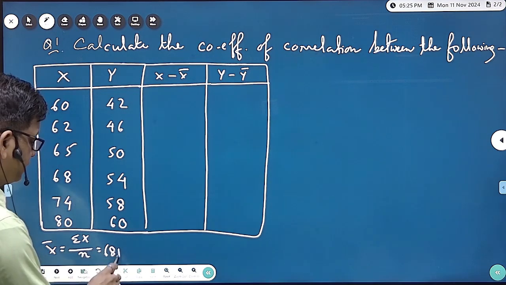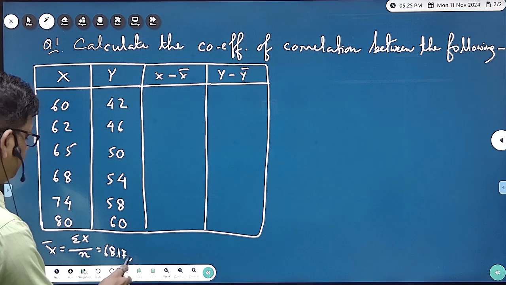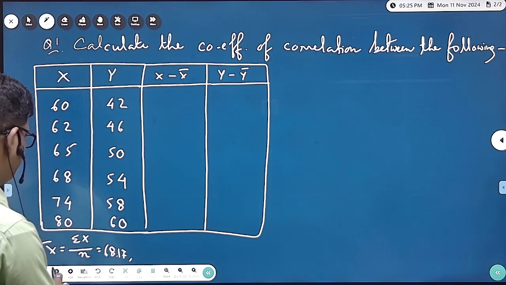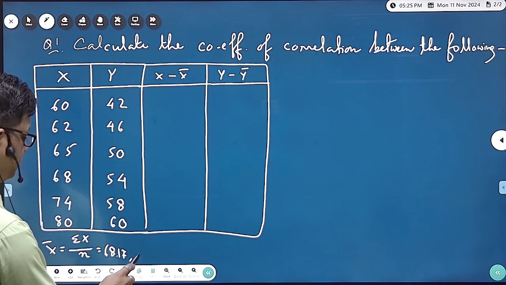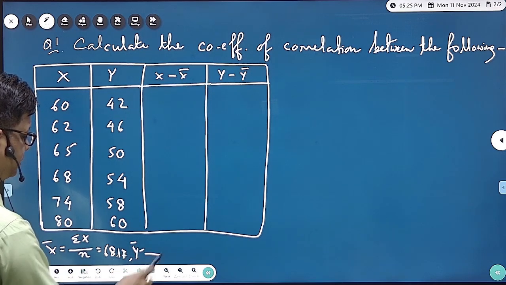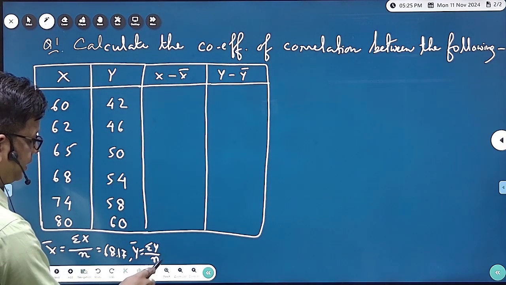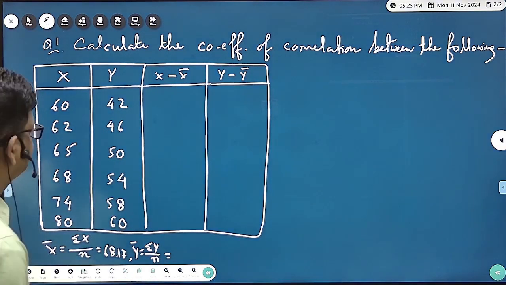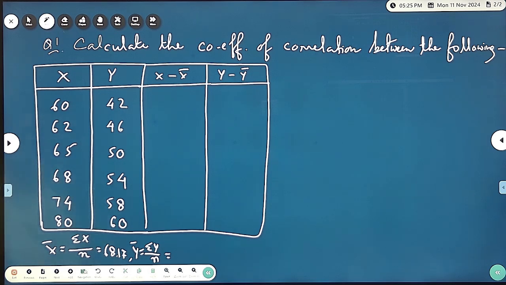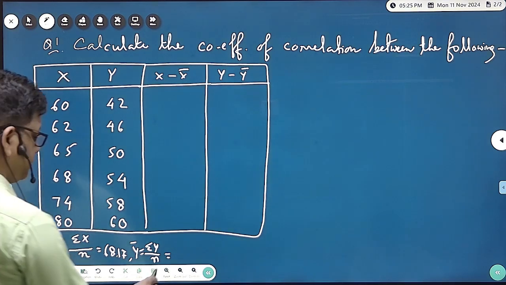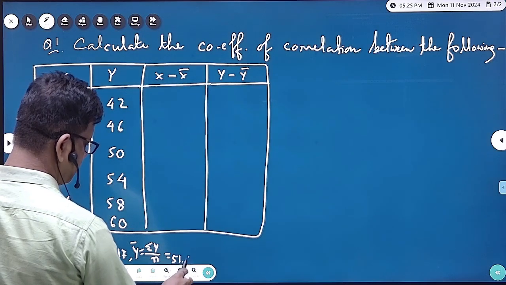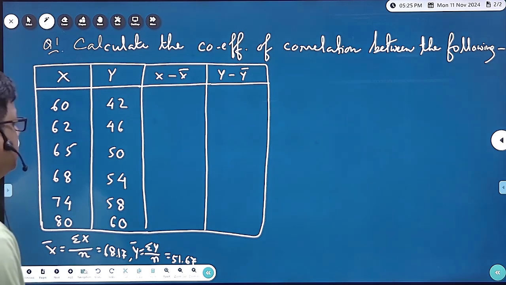So we can write 17. Yes or no? Find y bar similarly. So y bar also you need to find out. Same formula: summation of y by n. All y you add and divide by n. You just need to understand the table and the formula. It is 51.67. Okay.